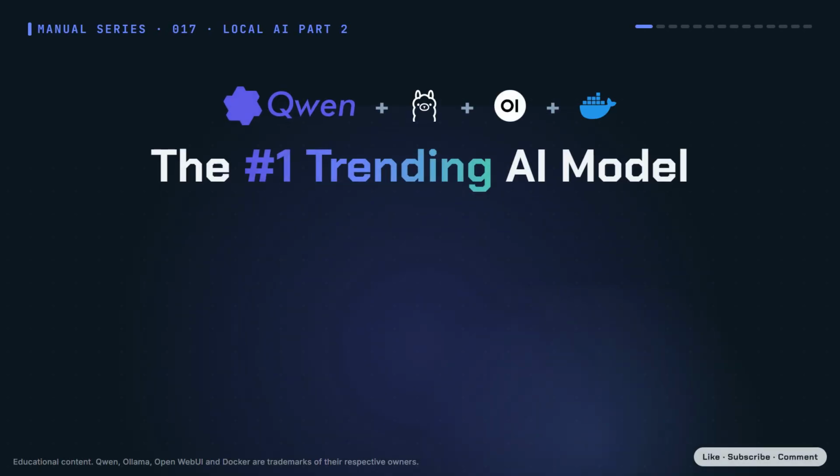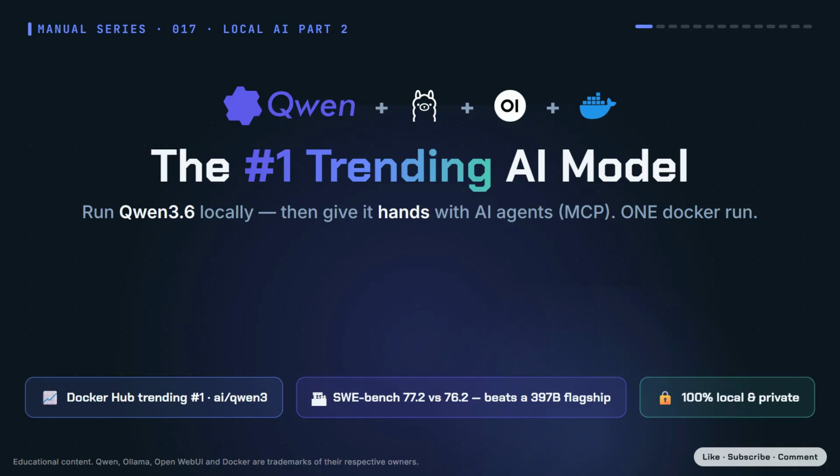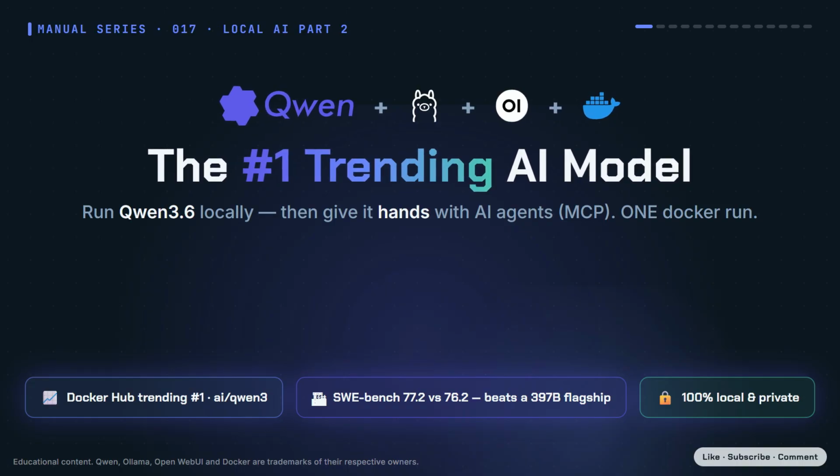The #1 trending model on Docker Hub is an AI model. Meet Qwen3.6. In this episode, we run it locally, then give it hands with AI agents using MCP. Your PC, your private AI, one Docker command. Let's set it up.